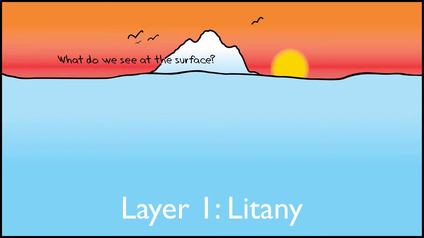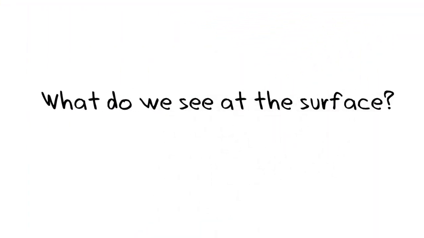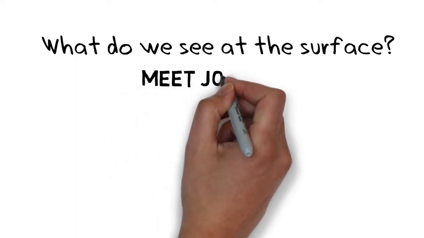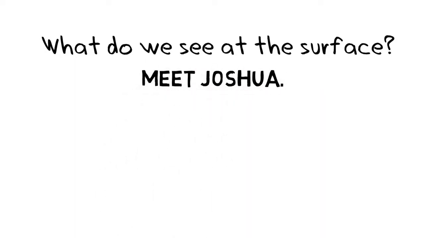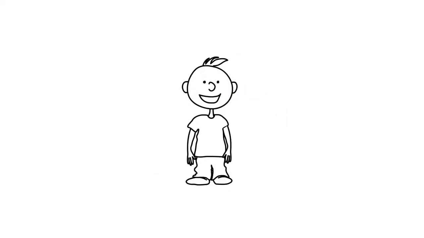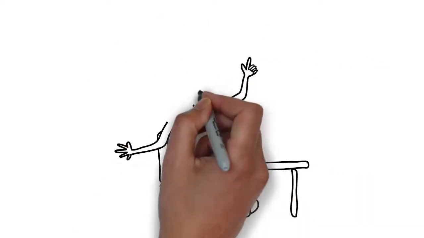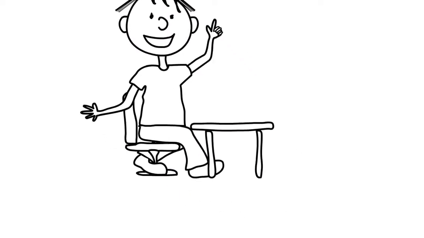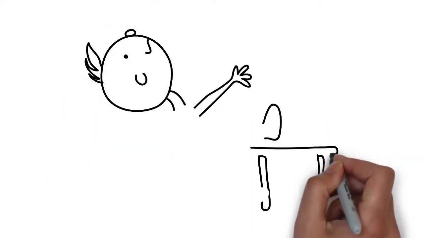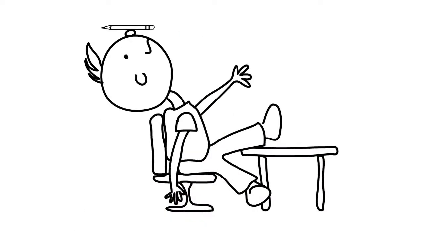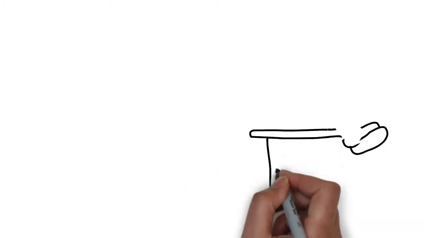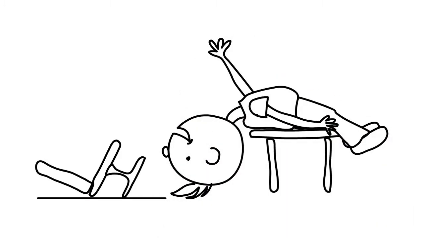Let's use a student as an example to illustrate what we mean by litany layer, or what we see at the surface. Josh is a 4th grade student. Josh enjoys entertaining his fellow classmates and teacher. He has a magical way of using his time and writing tools wisely. Josh is a rocker, plopper, and flopper.